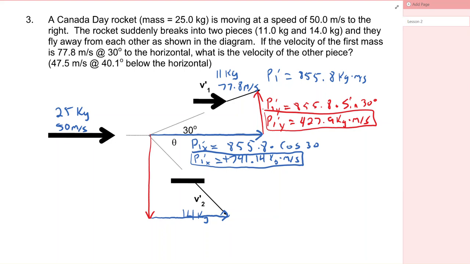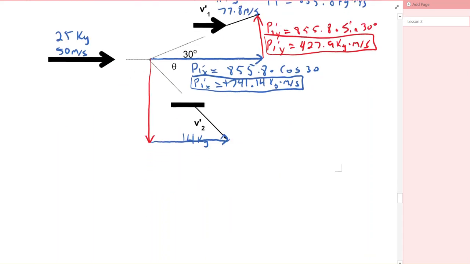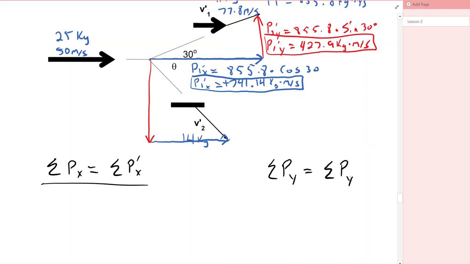We found all the things we need, and now we can do the same as we did in the last one. We're going to have momentums in the x before, momentums in the y, or yeah, you know what I mean, hopefully. So, okay, so let's go. The sum of the momentums in the x before is equal to the sum of the momentums in the x after. And then over here, the sum of the momentums in the y before is going to be equal to the sum of the momentums in the y after. All right, so let's do x's first.